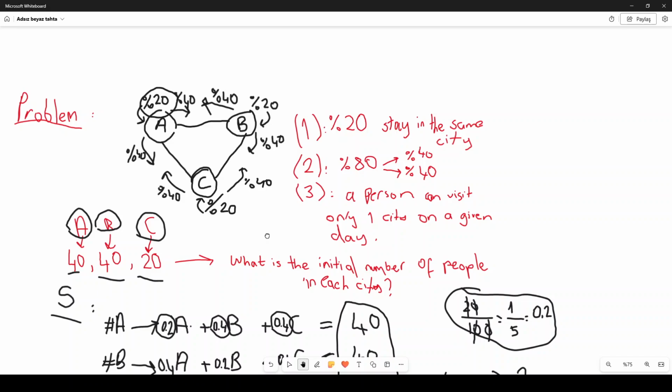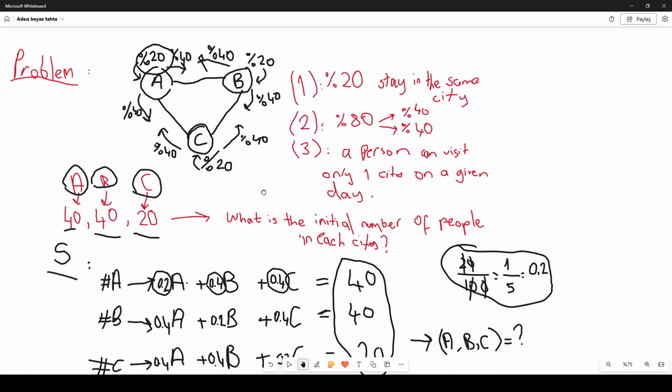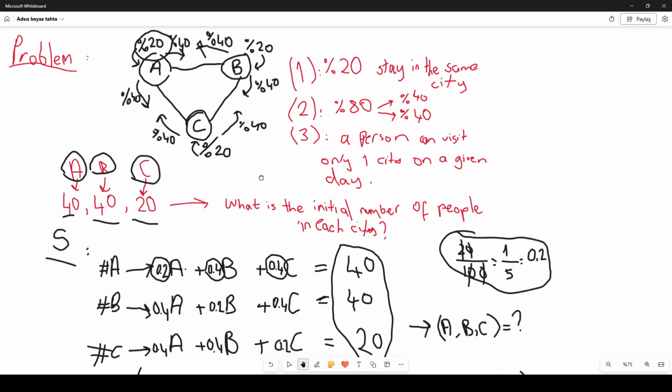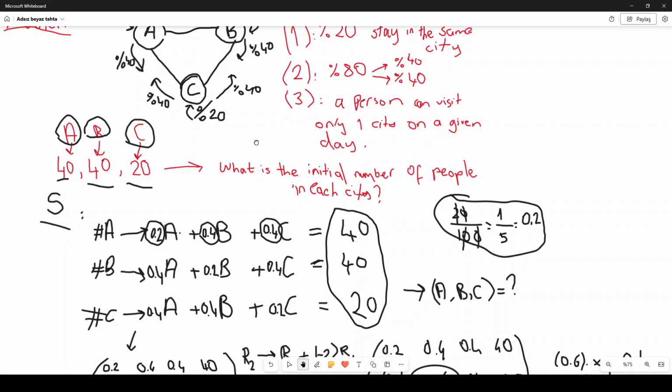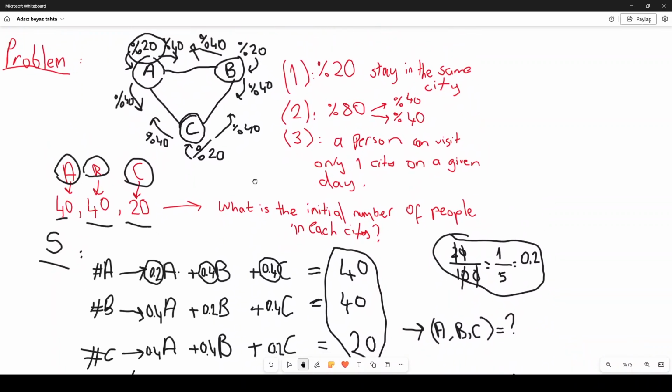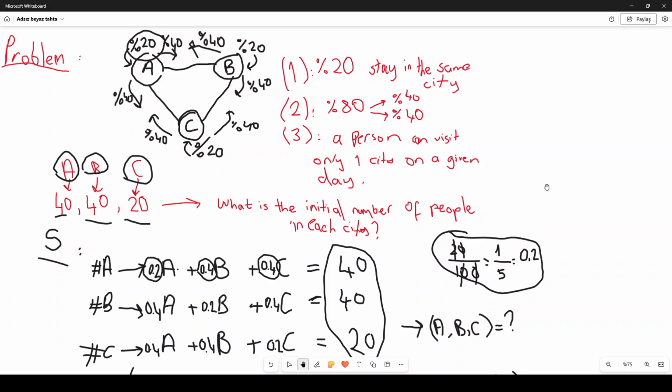Now this is a kind of real-life problem, and this is a question that we're required to solve. And the first thing, I want to solve this problem by using a system of linear equations.